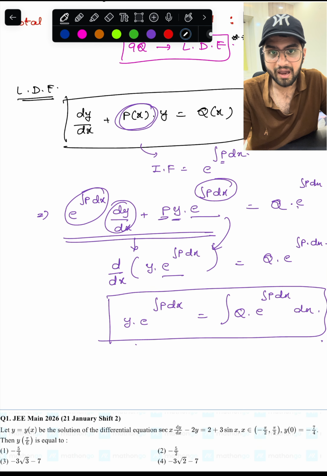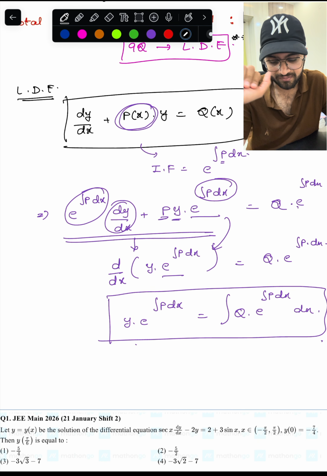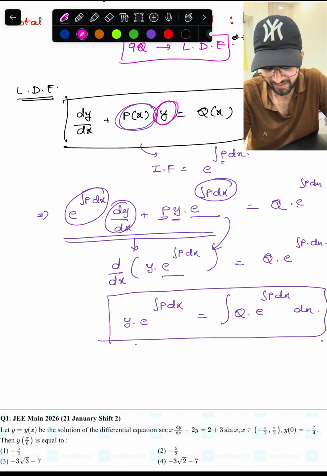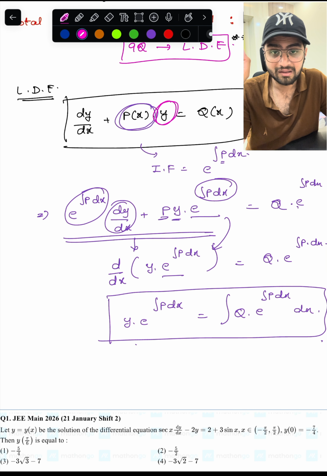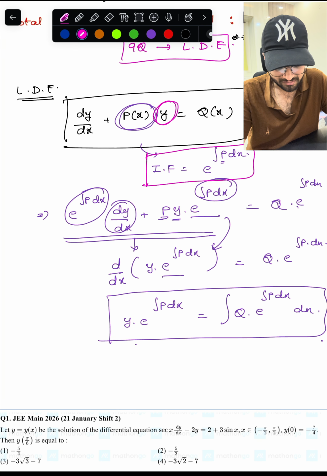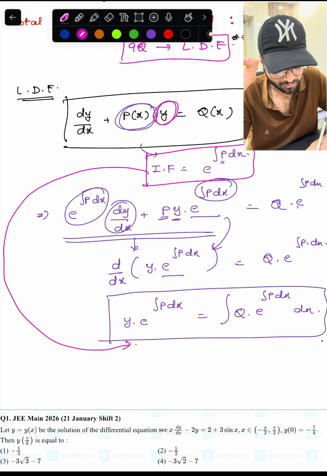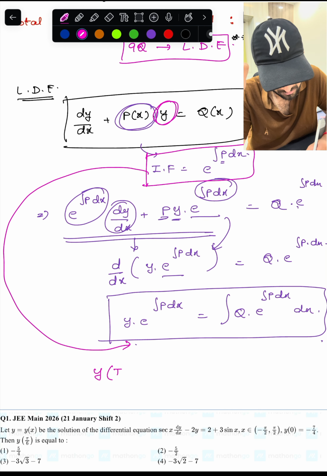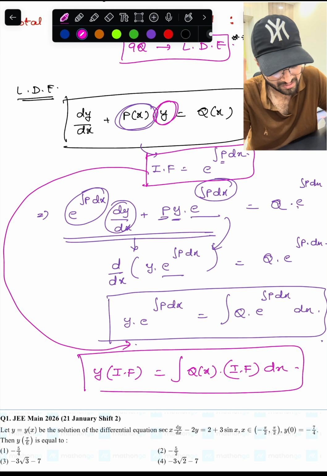Now I will tell you a hack to solve a linear differential equation. First of all, how to easily spot a linear differential equation. The first point you have to notice is, whenever a differential equation is given, you have to spot your y. When you spot your y, that is 99% a linear differential equation. Then after spotting your y, directly calculate the integration factor. After calculating the integration factor, you can jump directly to the final step, which is y into integration factor equals integration of q of x into integration factor dx. That's how we can solve the question very easily.